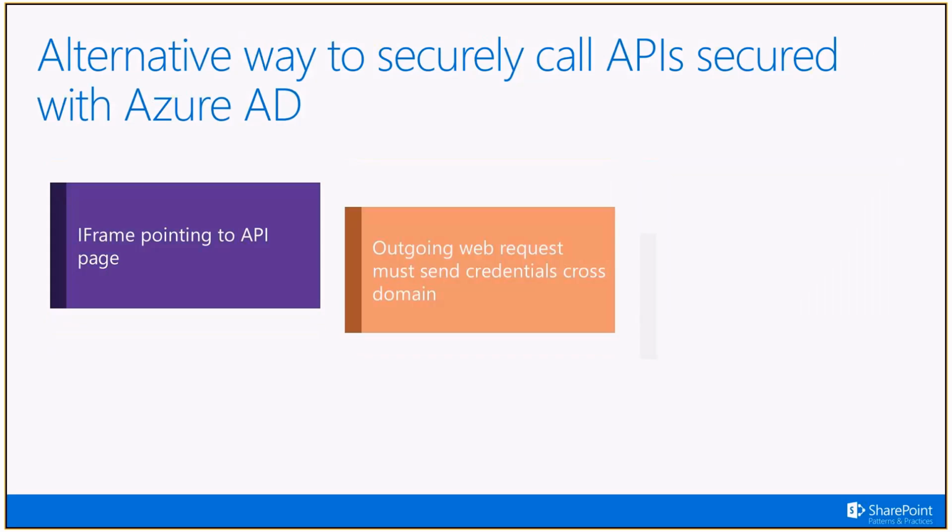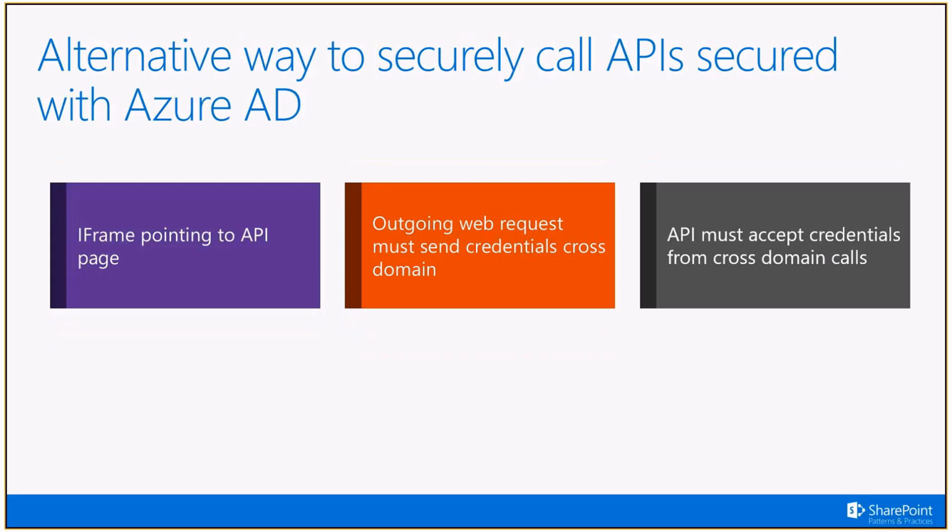So, an alternative way to securely call APIs secured with Azure AD. How we're doing this is that we essentially take advantage of the authentication which is already happening in SharePoint. We're using an iframe, which is pointing to the API page hosted in an external location, like an Azure Web Application or Azure Function as well. So essentially, what will happen is that the iframe is used to authenticate the user automatically against Azure AD.